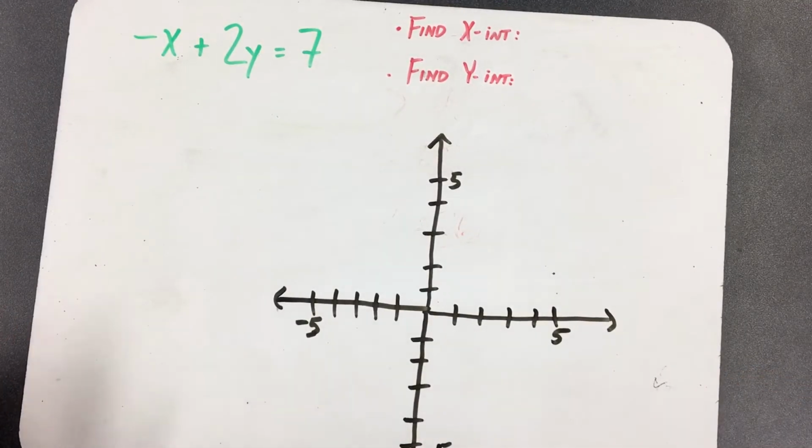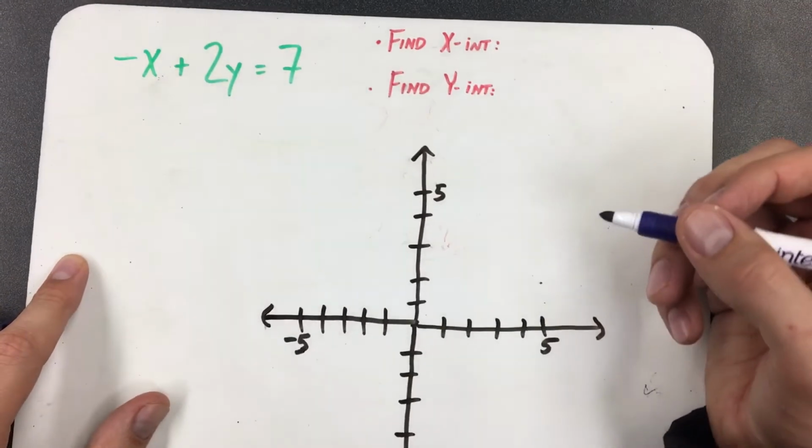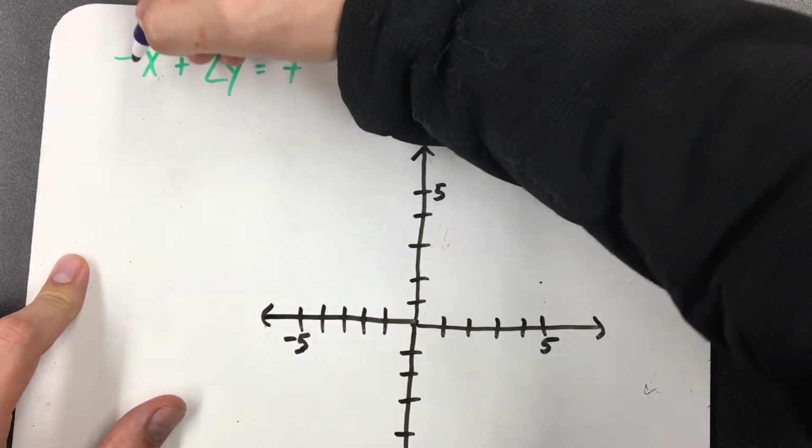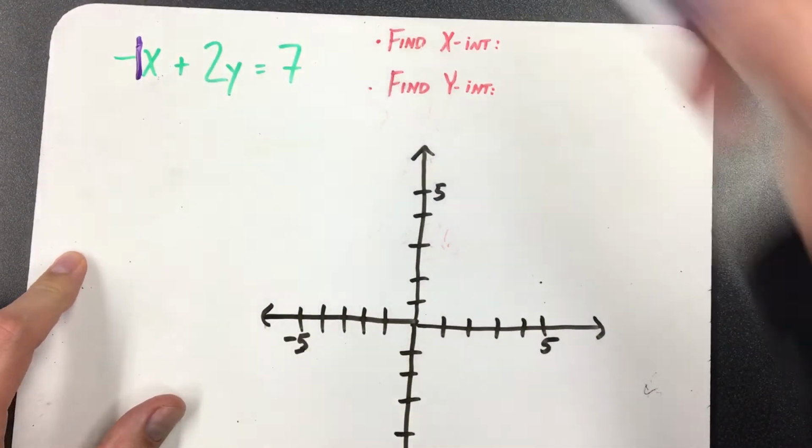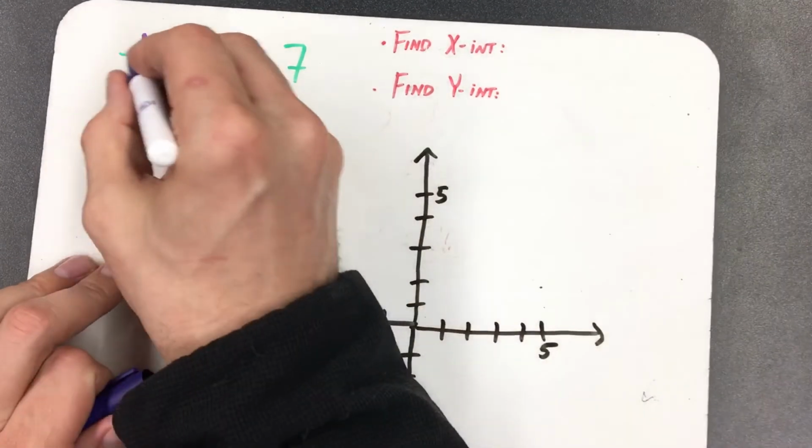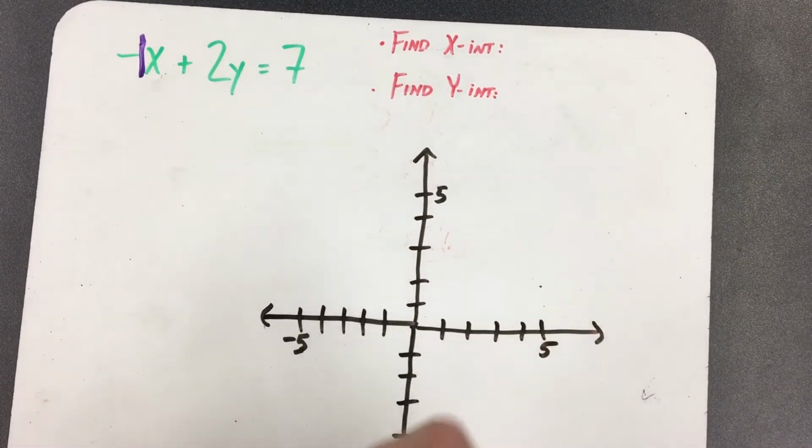Every once in a while, they'll get a little bit tricky because they'll just give you negative x or negative y or positive x or positive y. Remember, there's no number on there. It's an imaginary 1 for your coefficient. So this is like negative 1x plus 2y equals 7.